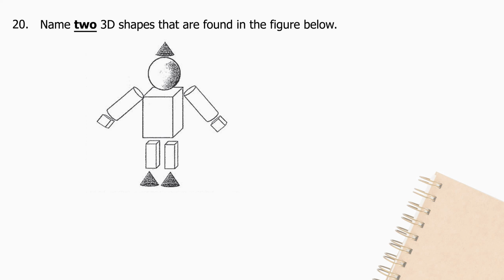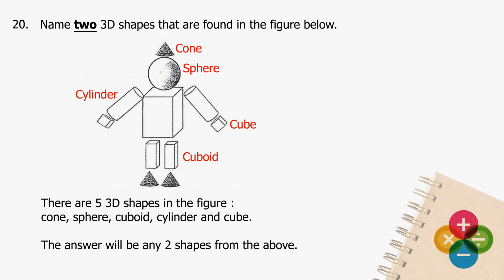Question 20. Name 2 3D shapes that are found in the figure below. There are 5 3D shapes in the figure: cone, sphere, cuboid, cylinder, and cube. The answer will be any 2 shapes from the above.